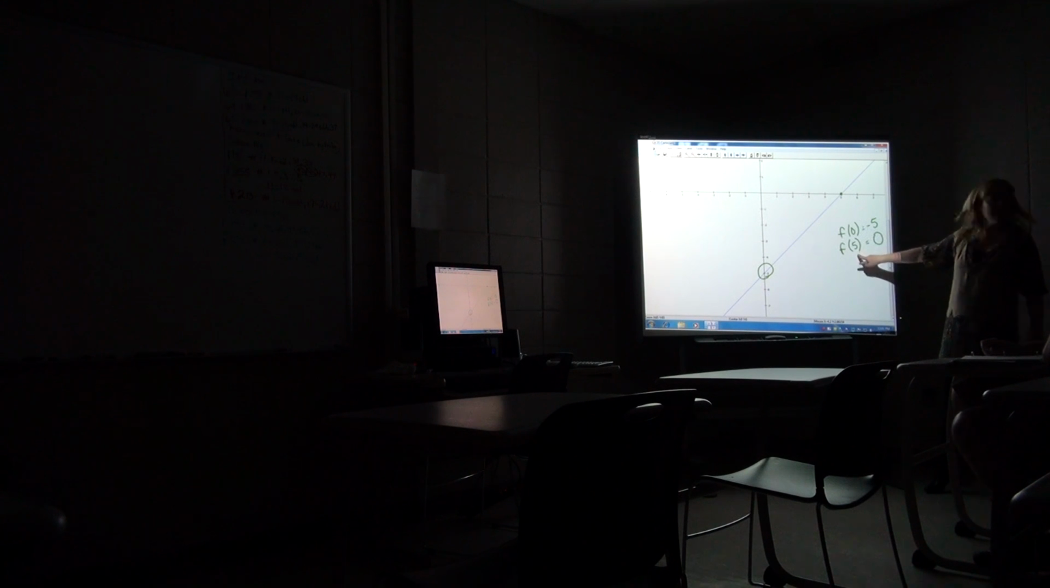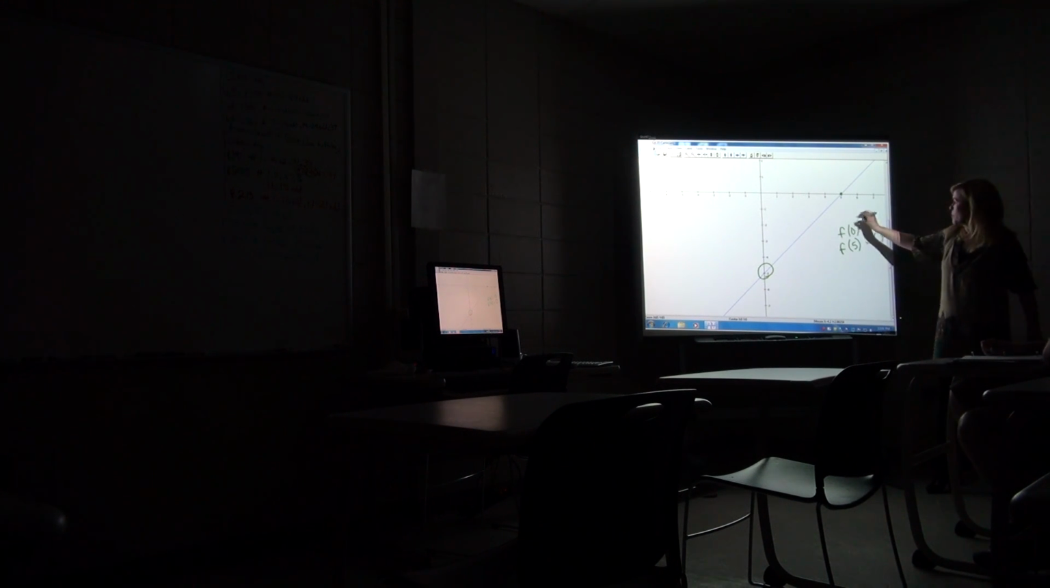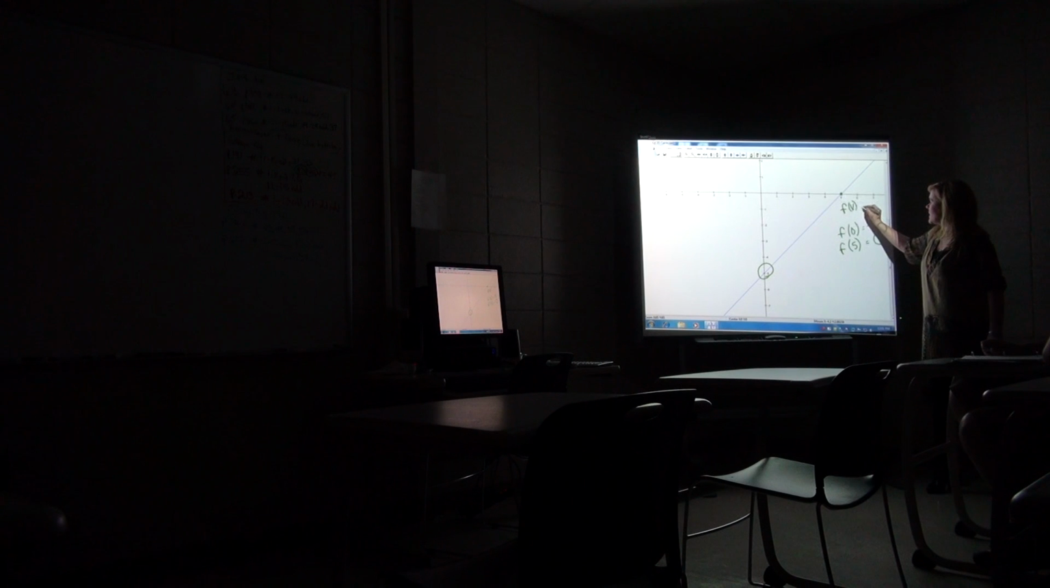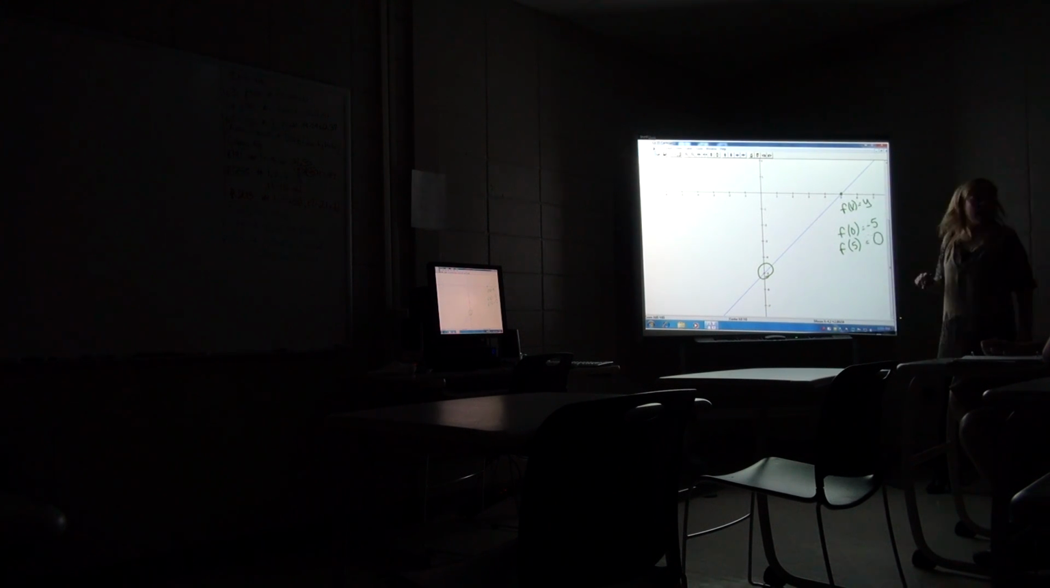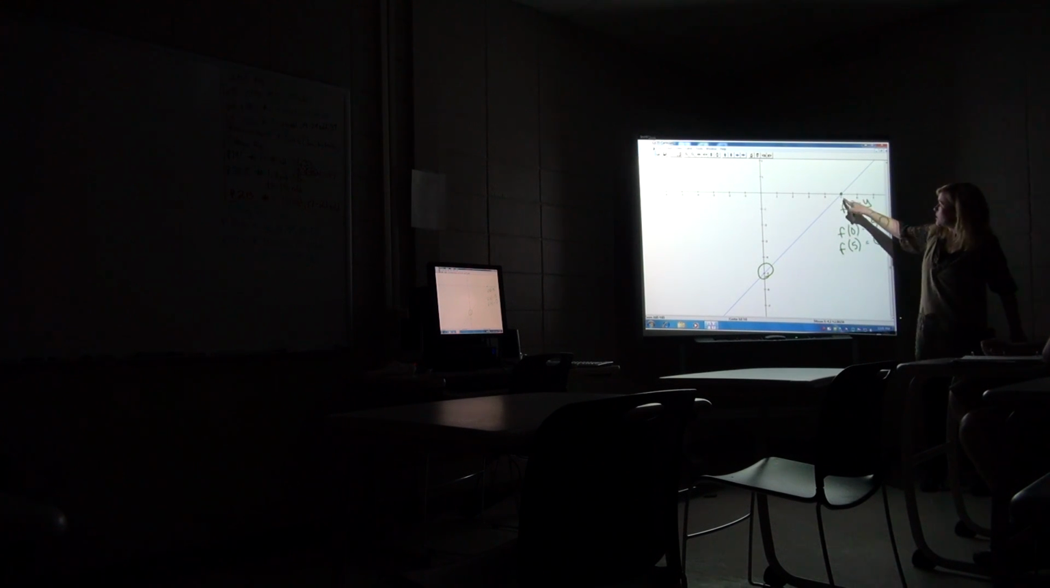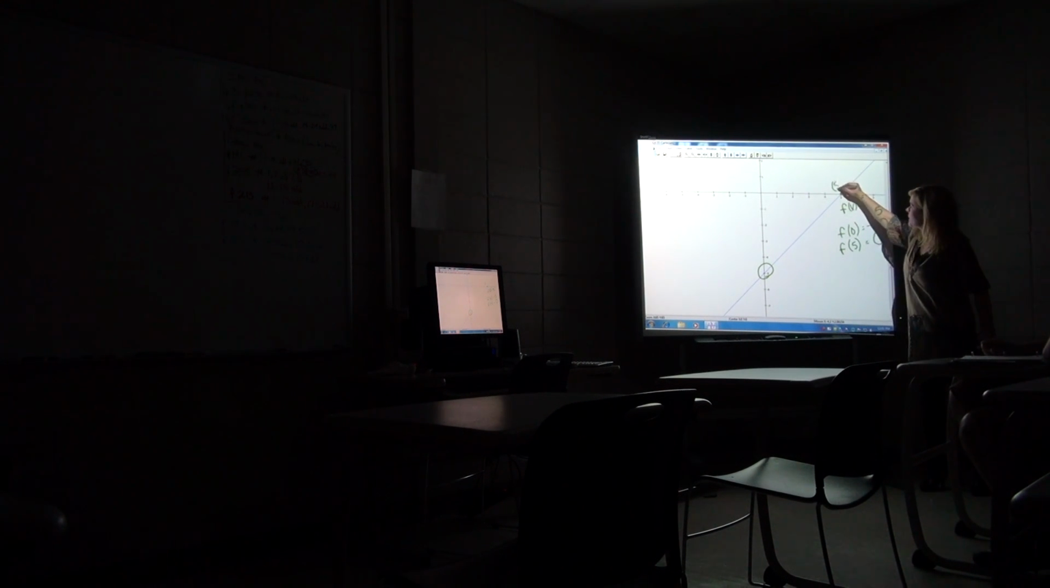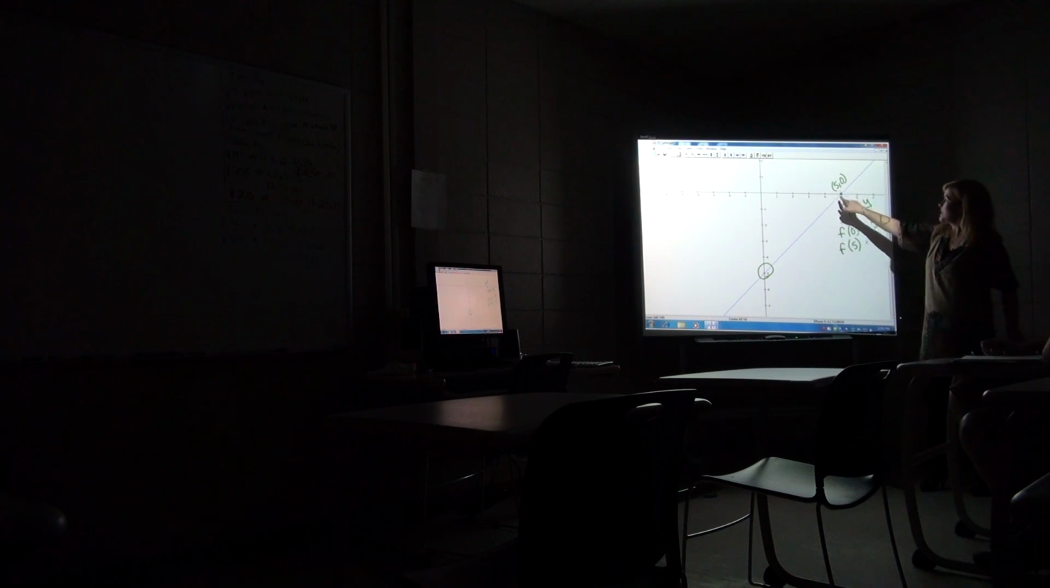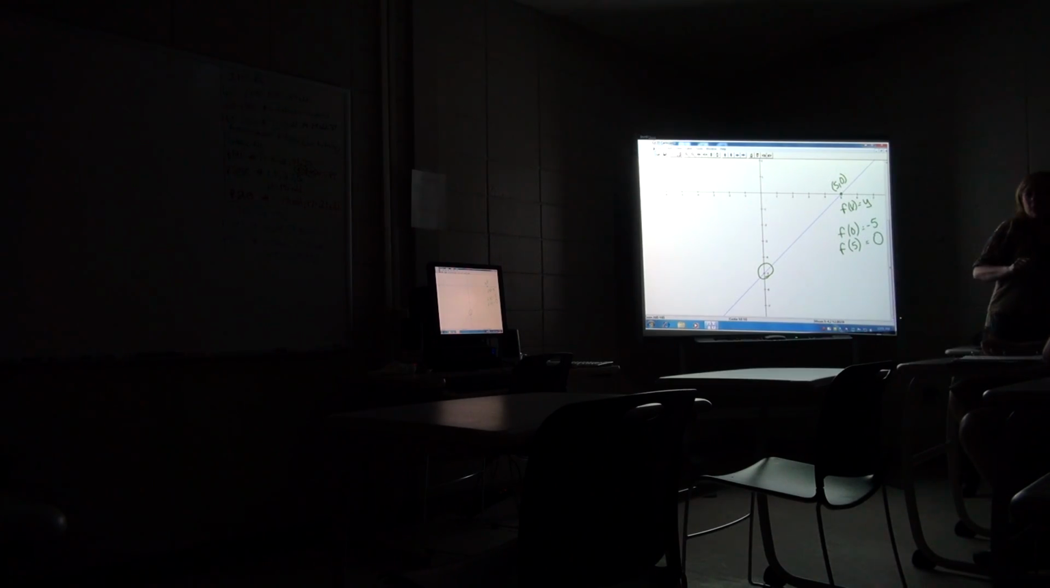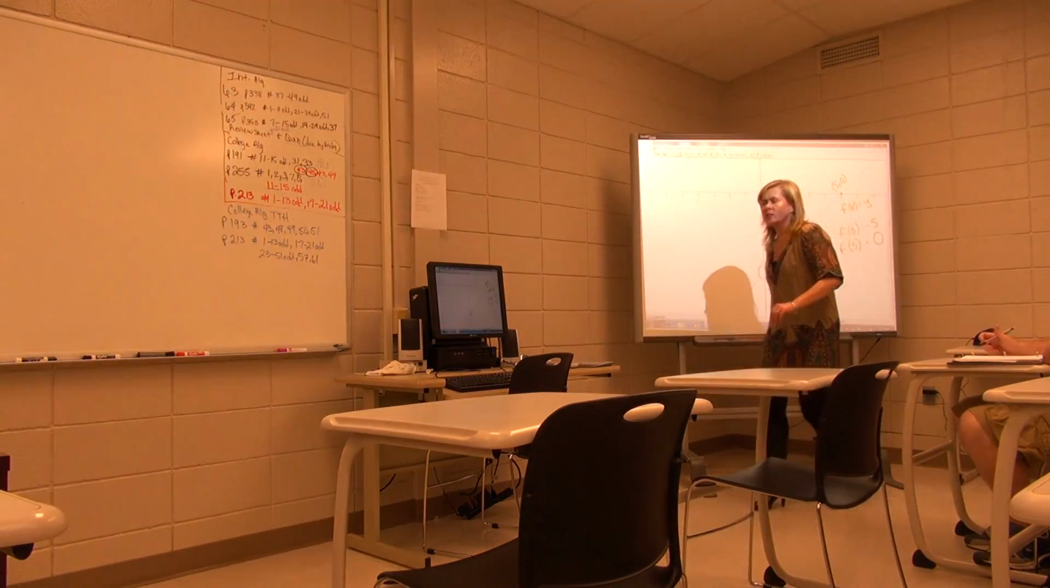Whatever's in the parentheses is the x. Remember, this is f of x, and f of x equals y. We said f of x can replace the y. So whatever's in the parentheses is the x. So f of 5, when x is 5, what is y? This is the point (5, 0). So when x is 5, the y is 0, just like it was on the relation. Okay, we good there. All right, one more thing in this section.